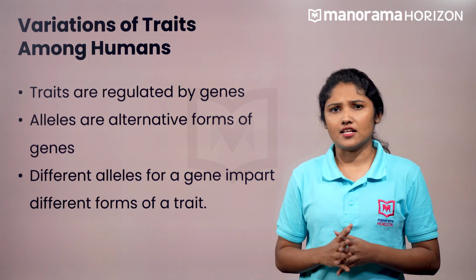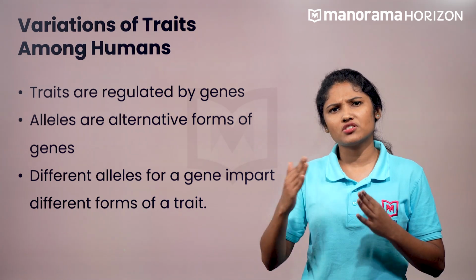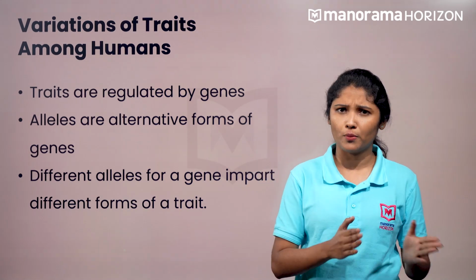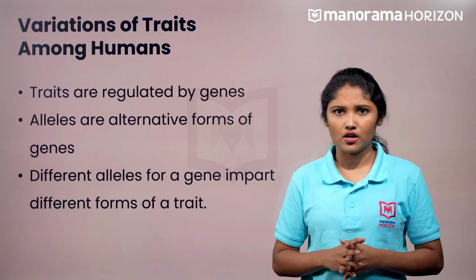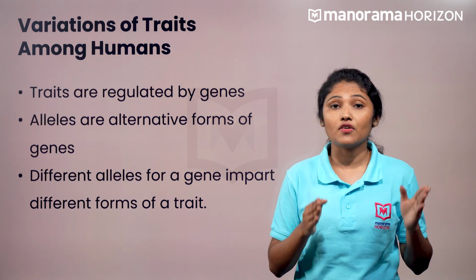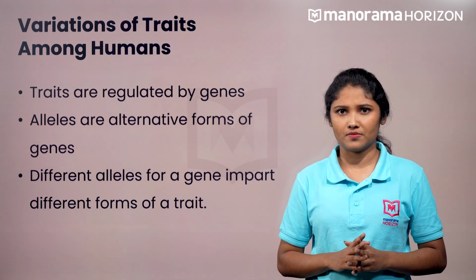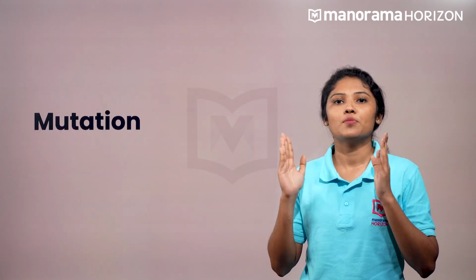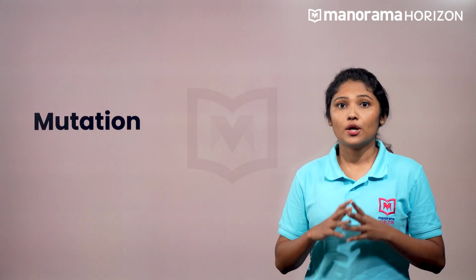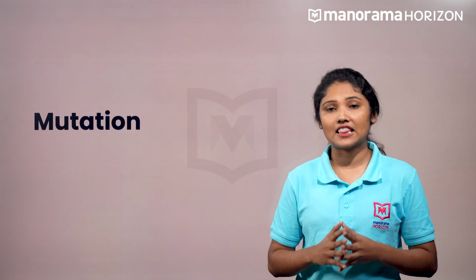Now, you might ask how these different alleles are produced, which then impart different forms of a particular trait to humans. In other words, what process is responsible for the presence of variations of genetic traits among the organisms? The answer is mutation. In this video, we will discuss mutation and its different types. So let us begin the journey together.